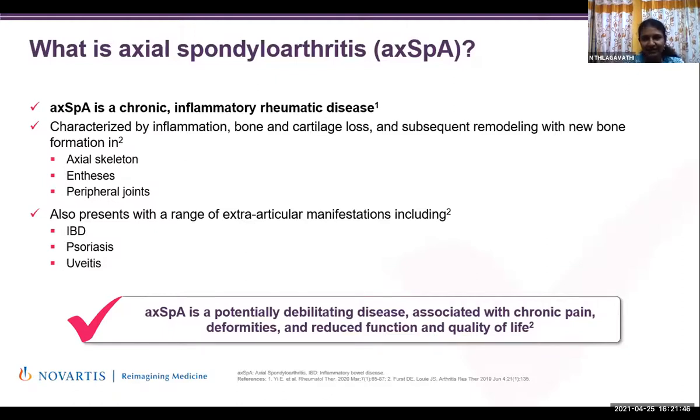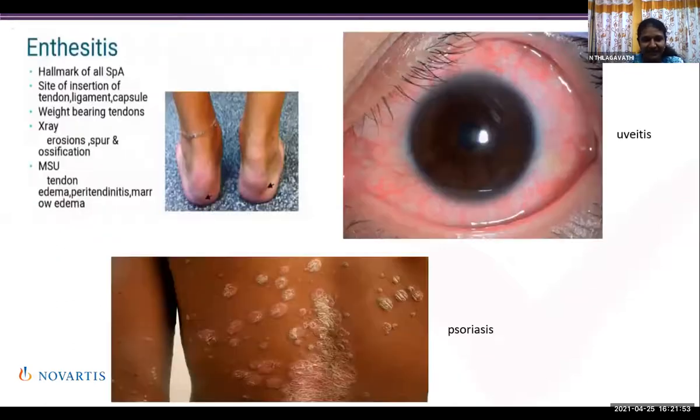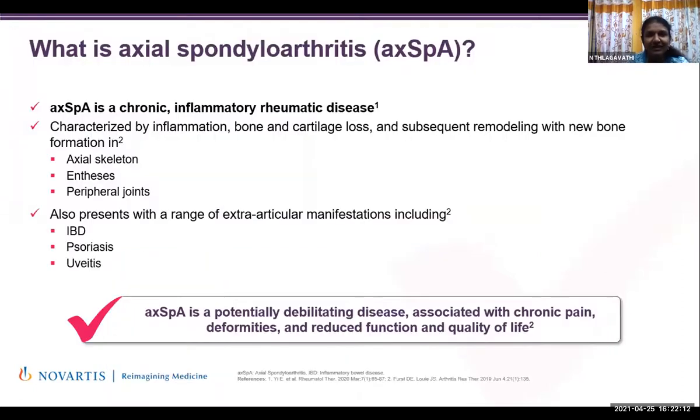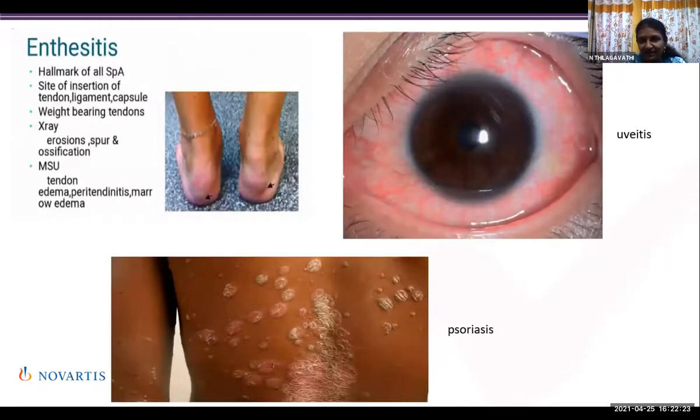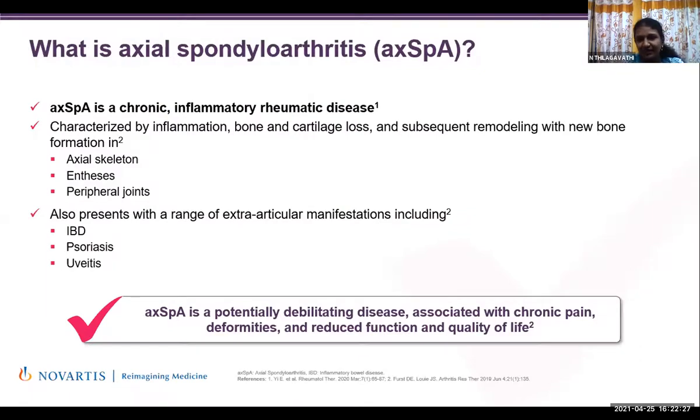We all know it's a chronic inflammatory disease with involvement of the axial spine, sometimes the peripheral joints and the enthesial places. We can see a patient with Achilles enthesitis. Enthesis is a place where the tendon, the ligament or the capsule gets attached to the periosteum of the bone. It is the hallmark feature of a spondyloarthropathy. Apart from the spondyloarthritis, patients can have extra-articular manifestations, especially uveitis. So the patient with a red eye, uveitis is one of the features of spondyloarthropathy, and psoriasis. We should always ask for skin manifestations like psoriasis in a patient with spondyloarthropathy, because 20% to 30% of psoriatic patients can have an articular manifestation.